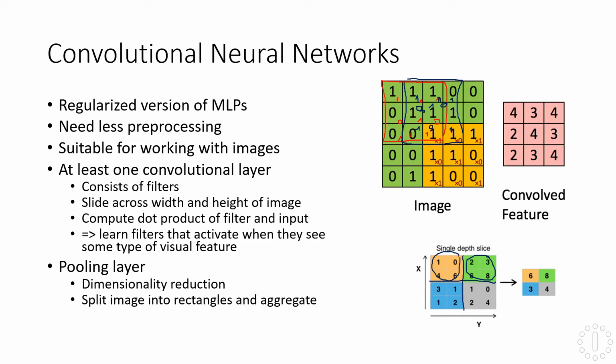So for this section here, we get the 6. For this section here, the 8. For this section here, the 3, and for this section here, the 4. This helps us prevent overfitting, and it reduces the dimensionality of the image.